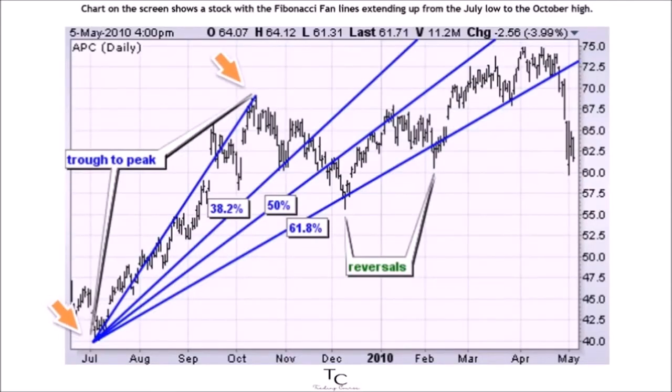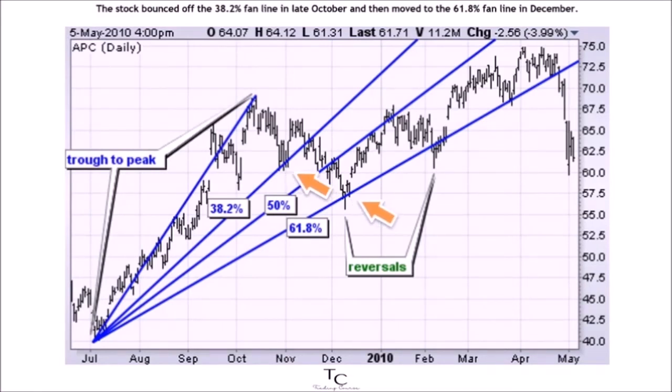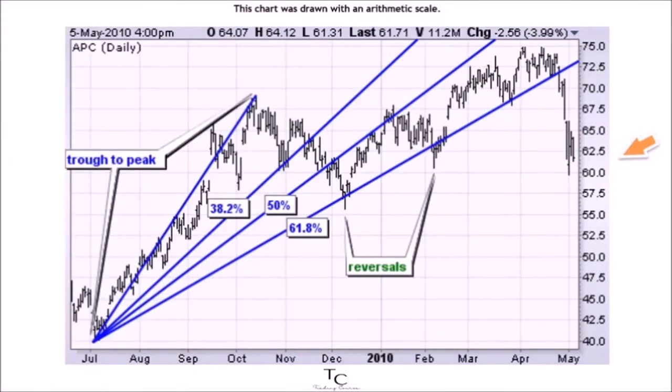Chart on the screen shows a stock with the Fibonacci fan lines extending up from the July low to the October high. The stock bounced off the 38.2% fan line in late October and then moved to the 61.8% fan line in December. The stock ended its correction at the third fan line and moved back above 65. There was another pullback into February and the stock again reversed near the third fan line. This chart was drawn with an arithmetic scale.